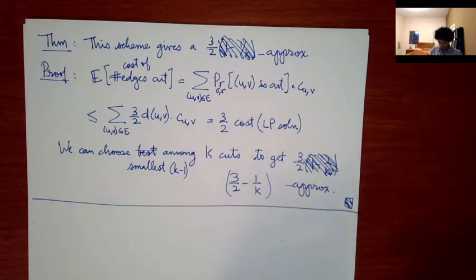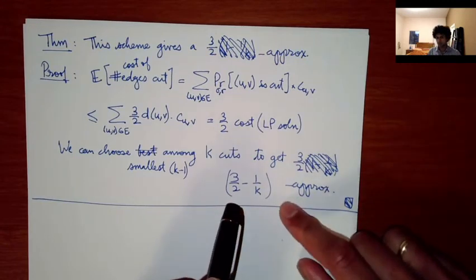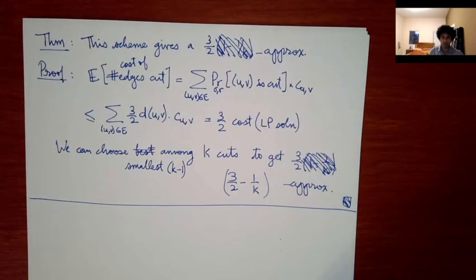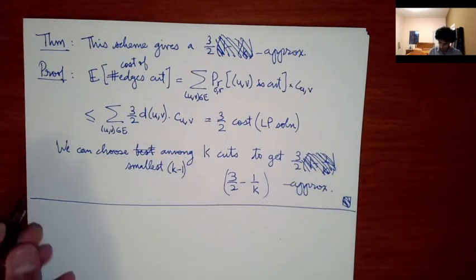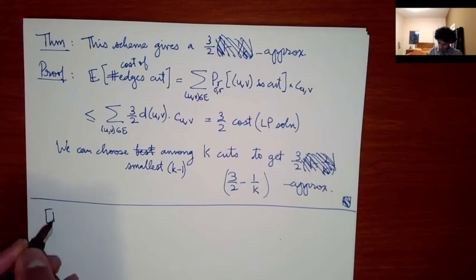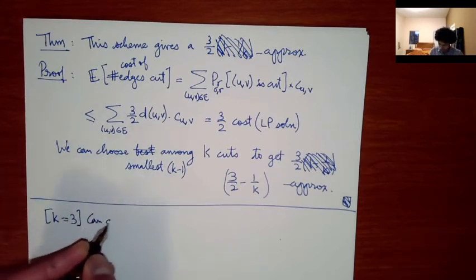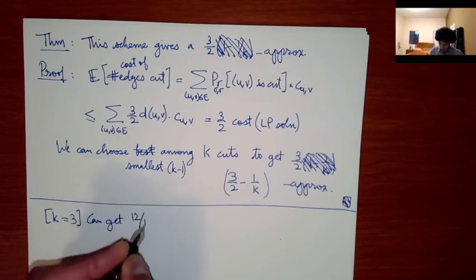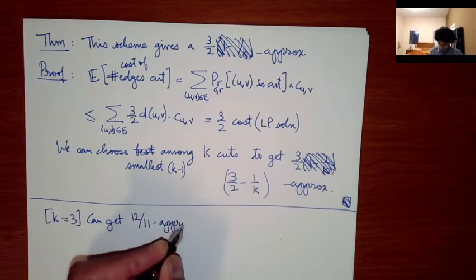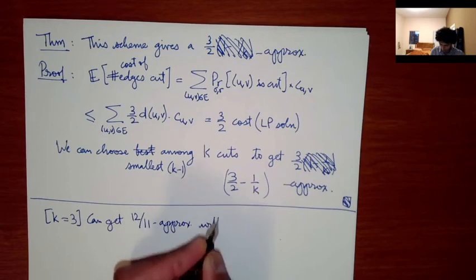What happens if we can prove that this is the best possible? If this is the best possible? Actually, this is not the best possible. That is known. So the story is quite complicated. For k equals 3, we can get a 12/11 approximation with a matching integrality gap.